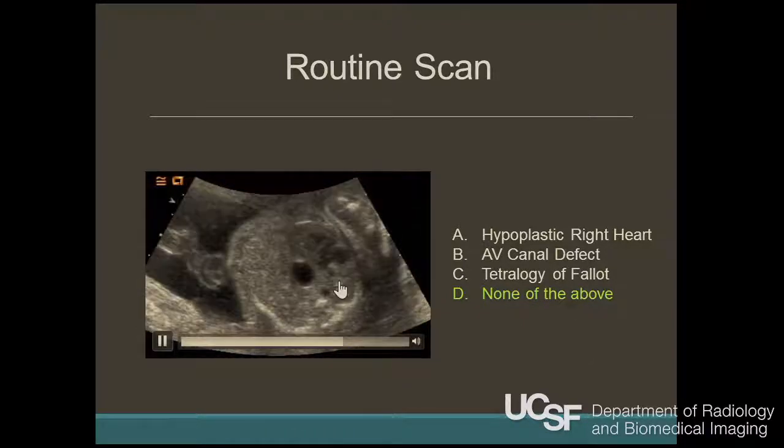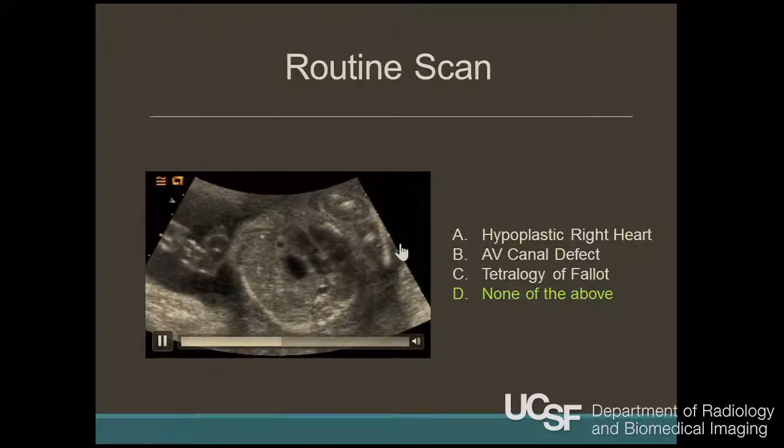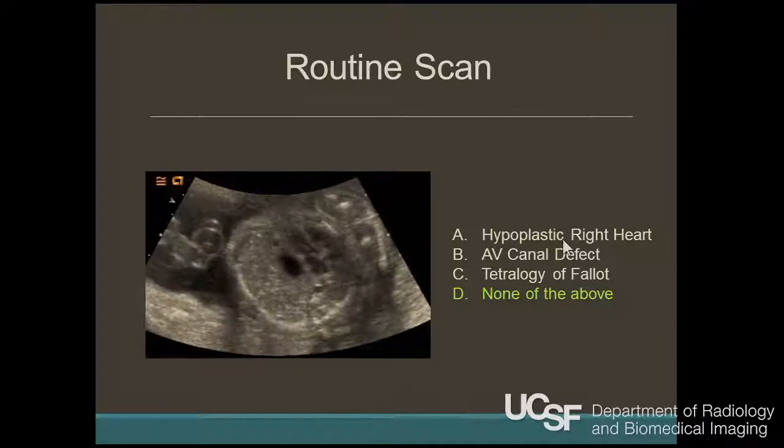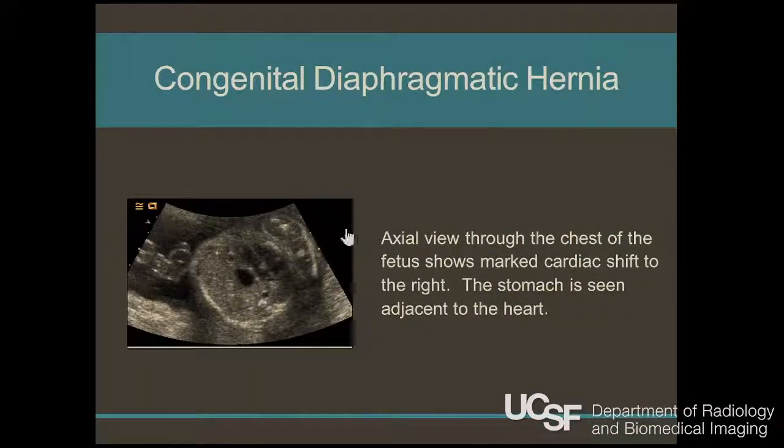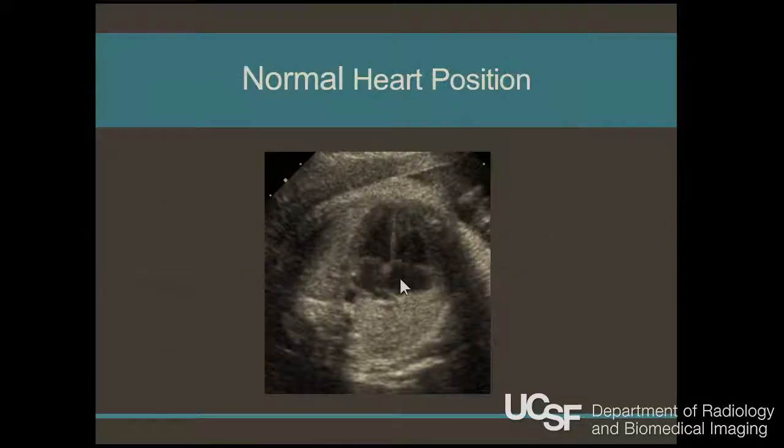So what happens is a lot of times people are looking at the heart and they're starting to think, okay, what's wrong with the heart? What's wrong with the heart? This is actually a congenital diaphragmatic hernia. The problem with the heart here is that it is completely smashed up against the right side of the chest, and the stomach is up here inside the chest with some liver and bowel.